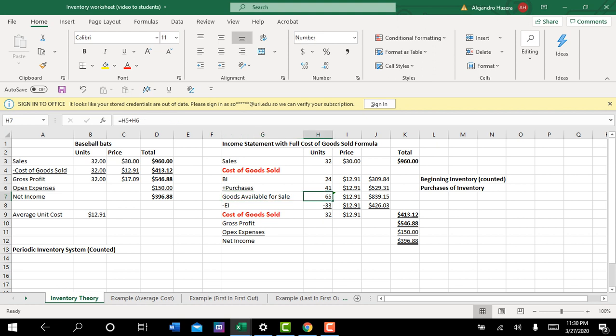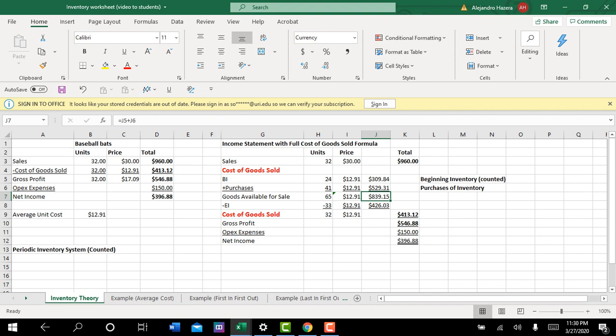So what we're saying is if you start with 24 bats and you purchased 41, the total possible number of goods that you could have sold this period are 65 units. So you could have sold up to 65 units this period, baseball bats in this case. And each one costs $12.91.